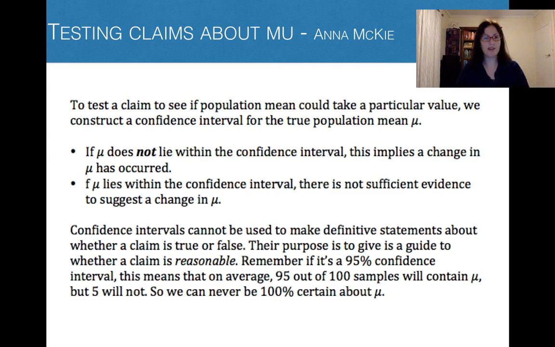Okay, so just summarizing some of this, to test a claim, just see if the population mean could take a particular value, we construct a confidence interval, and that is about the true population mean mu. And so the two scenarios that could happen: if mu does not lie within the confidence interval, as with the 20-cent coin, it implies a change has occurred. Not definitive, 95 out of 100 samples is what we're looking at, so it could be one of those 5 samples that was rare, or perhaps 95 of them are telling the truth, and so that's implying a change.